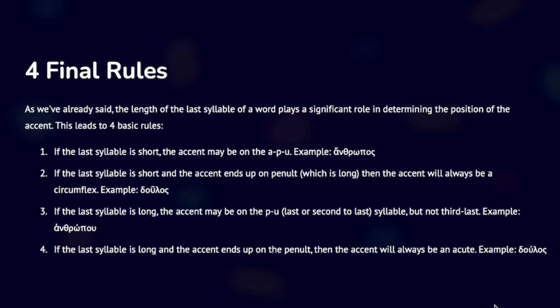Rule number 3. If the last syllable is long, the accent may be on the penult or the ultima. Okay, it can either be on the last or the second to last syllable, but it cannot be on the third to last. Example, anthropou. And rule number 4. If the last syllable is long and the accent ends up on the penult, then the accent will always be an acute. Example, doulos. These are the four basic rules. You get these rules down, and then you understand the essentials of how Greek accents work.